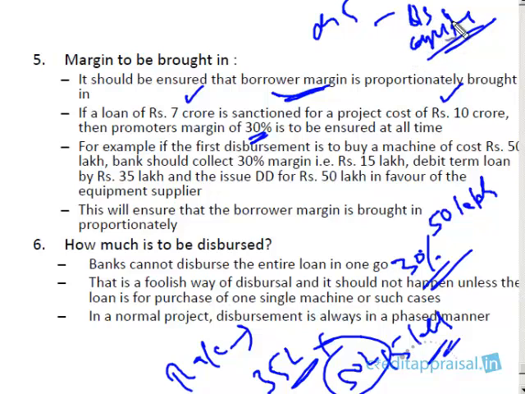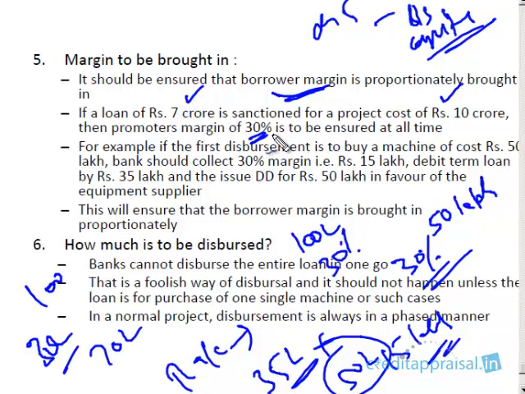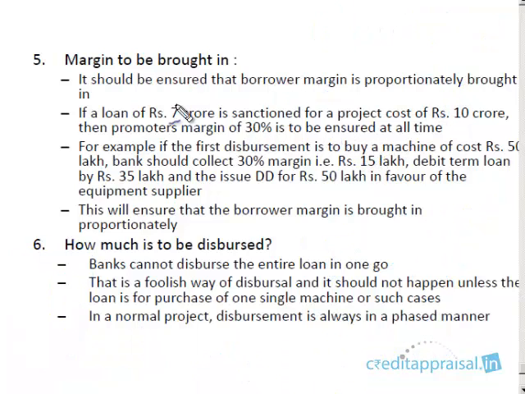For next, the company might say we want to purchase another machine for 100 lakhs. Again, what we do? Bring the 30% margin, get the 30 lakhs from the customer. You debit term loan account by 70. Then for 100 lakhs, issue DD in the name of the supplier. So at each and every stage of disbursement, you have to ensure that the borrower margin is brought in proportionally.